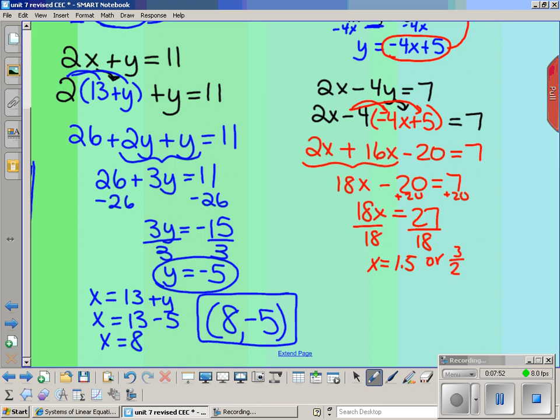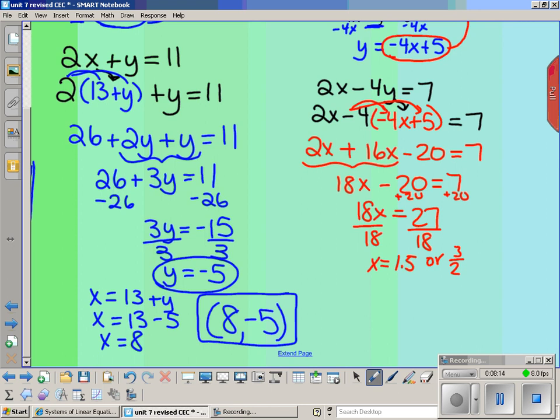Remember, algebraic methods are not approximations. They need to be exact values. So in this case, 1.5 is terminating, so we can use 1.5. But if it was a repeating or a non-terminating decimal, you would have to leave it in fraction form.